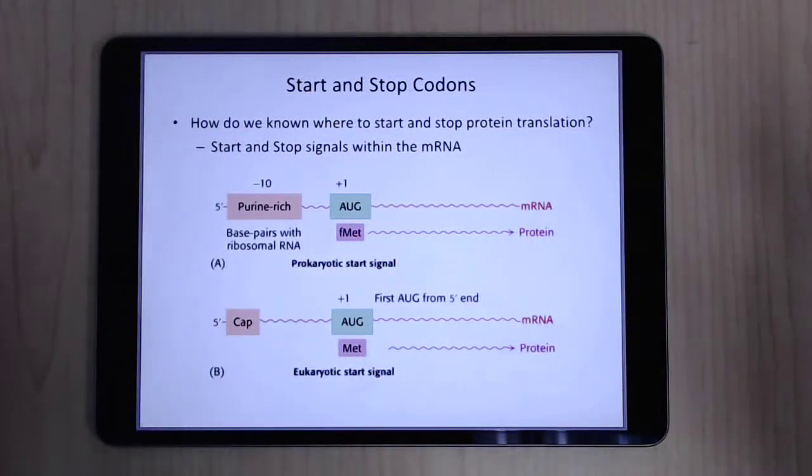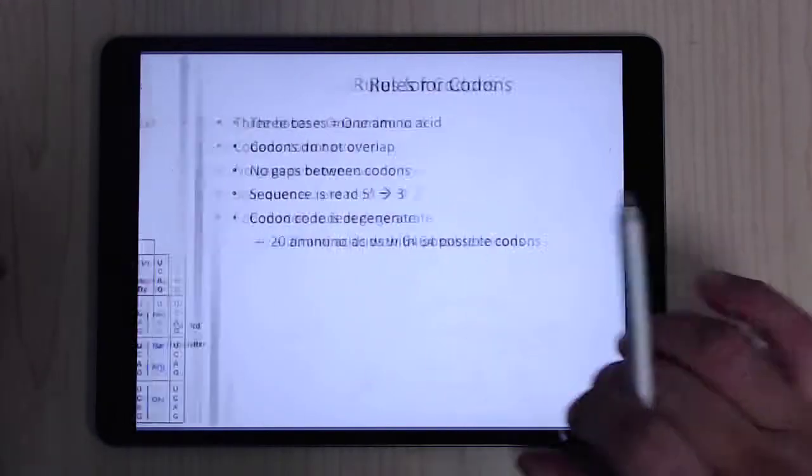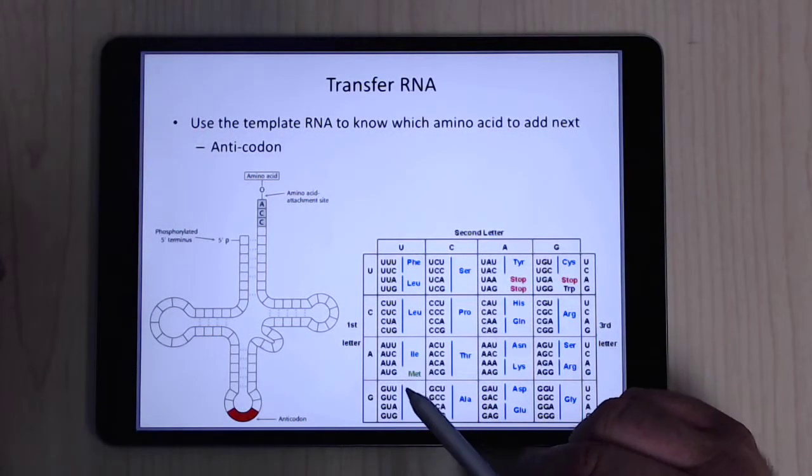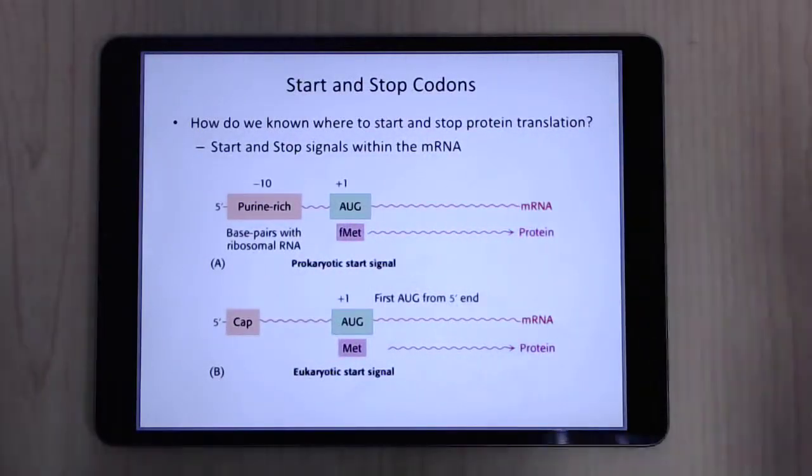Okay, so how does it know where to start? Well, two things. There is a start codon. It's going to be methionine. I think we can get into that next. Yeah, there's start and stop codons.